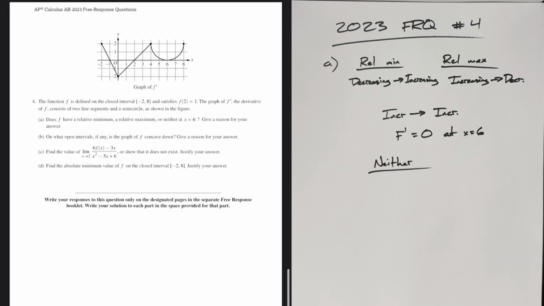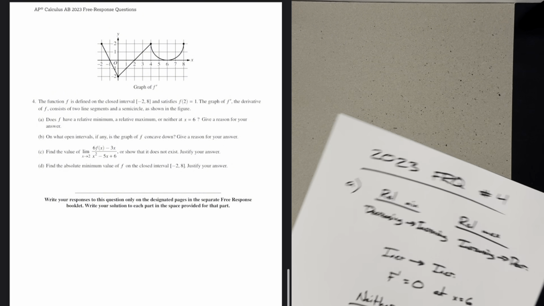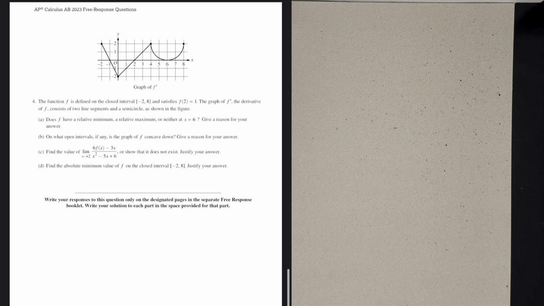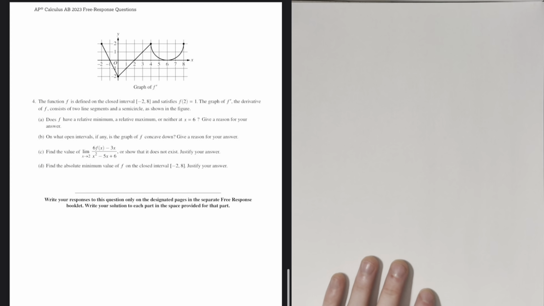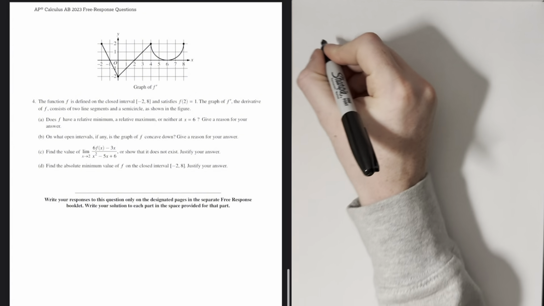I would just say it's because our function goes from increasing to increasing. It is not a minimum or maximum. So answer choice A, not too bad. Just gotta understand those extrema, right? But let's move on. Part B.